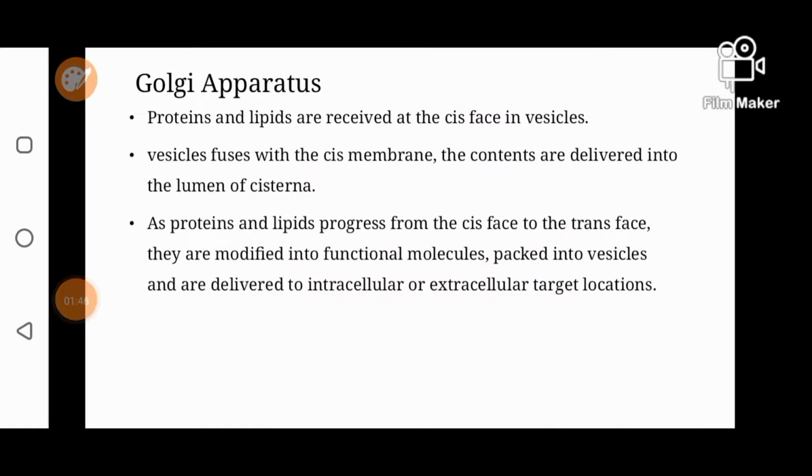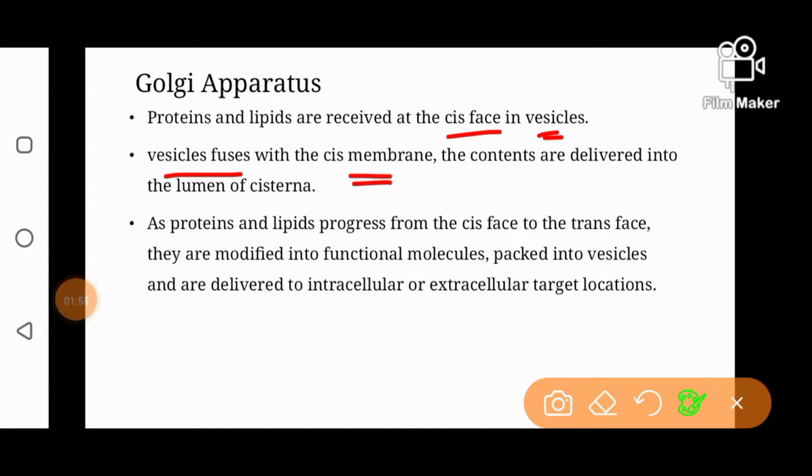Proteins and lipids are received at Cis face in incoming transport vesicles. The vesicle fuses with the cis membrane and the contents of the vesicle are released into the lumen of cisternae, where the enzymes are there for modifications. As the proteins and lipids progress from cis face towards the trans face, they are modified into functional molecules, packed in vesicles and delivered to intracellular or extracellular targets. Along with modifications, proteins are also tagged for their proper destination.